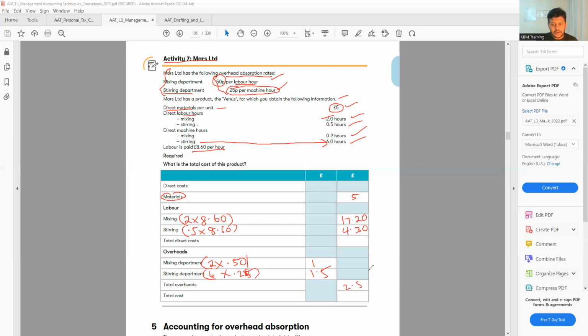And if we add all of this together, my total cost will be 5 plus 17 plus 20 plus 4.30 plus 2.5, and it will be 29.